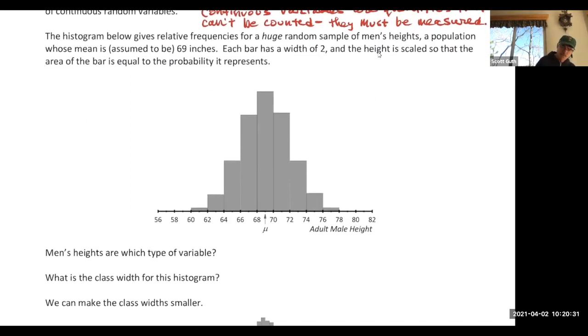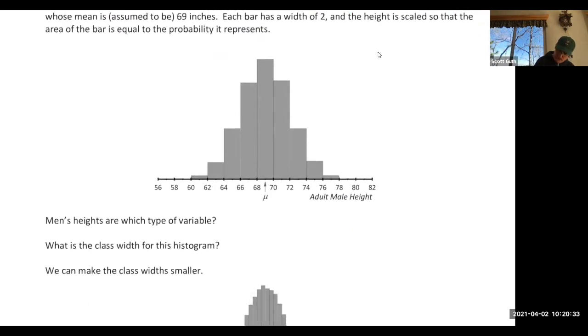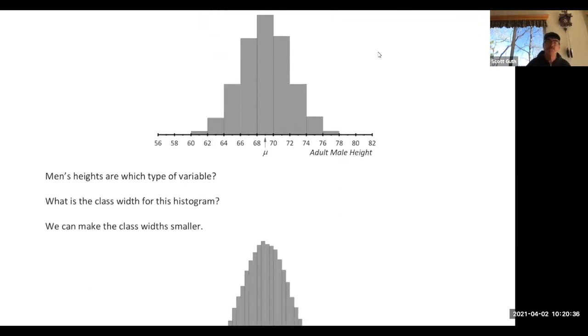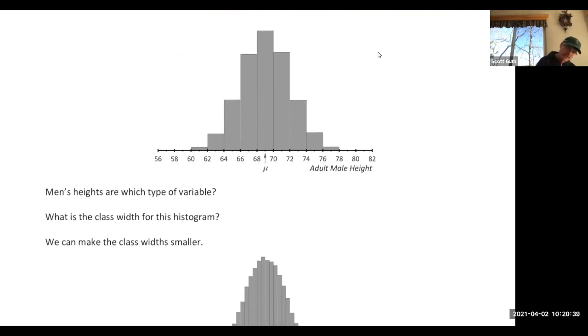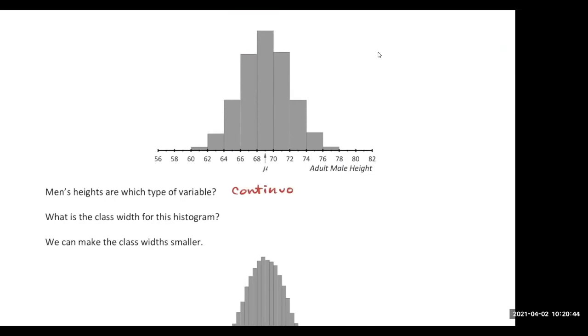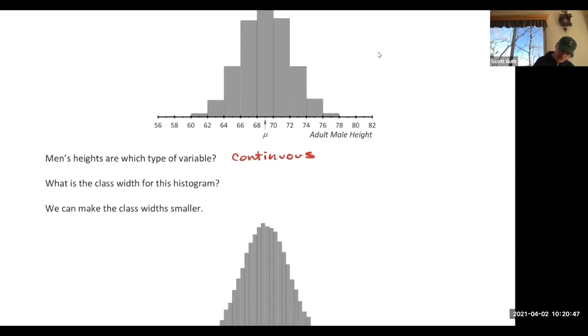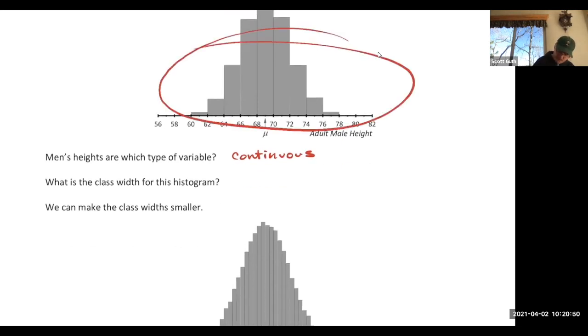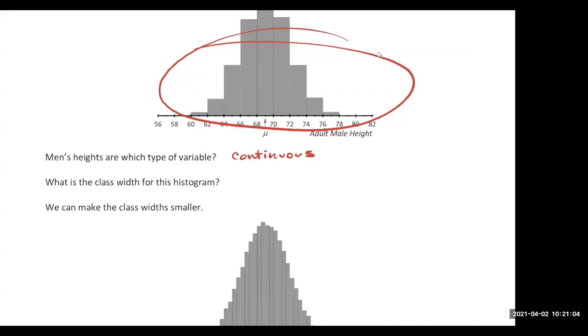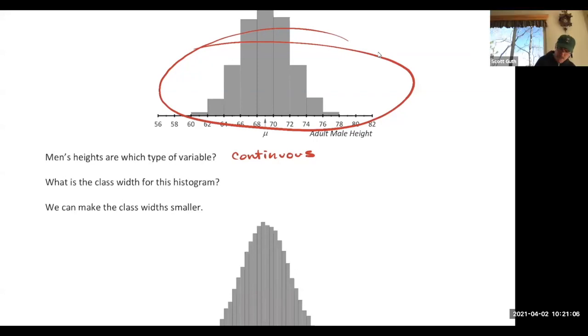So men's heights are what type of variable? Is it discrete or continuous? Anybody? Continuous. That's continuous, correct. Okay. What's the class width for these bars? Anybody? Is it 2? Yeah, because it goes from 68 to 70 and so on. So good, the class widths are 2.